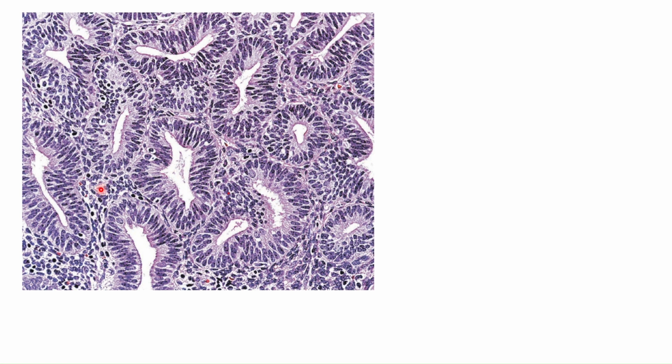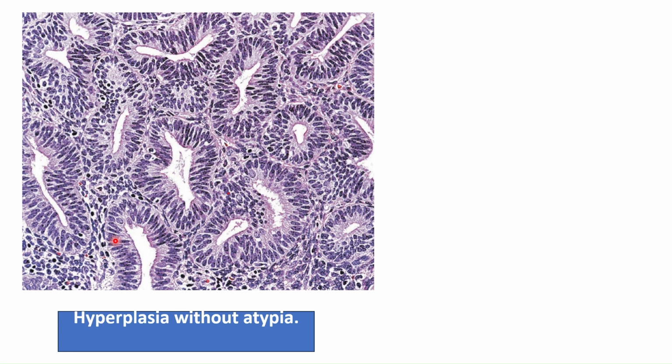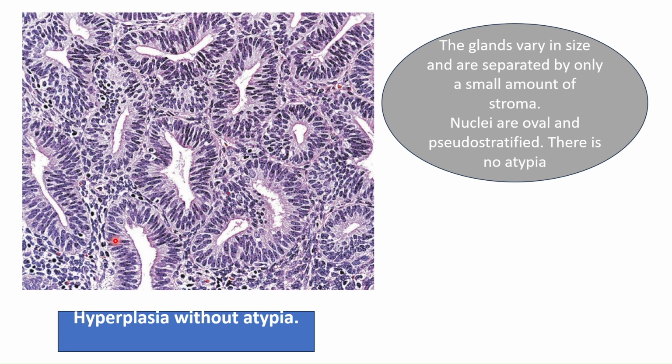Now see nuclear features. They are pseudostratified, cigar shaped, or oval, but we can see polarity is maintained. Glands are angulated, having outpouching. Some are having irregular outline, and this is again hyperplasia without atypia. So varying size of glands separated by scant amount of stroma, nuclei showing no atypia. So these are the characteristic features of hyperplasia without atypia.